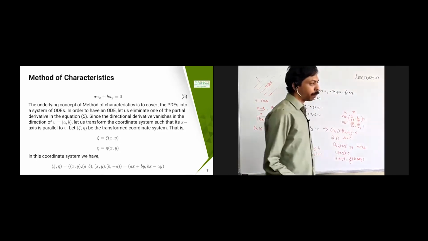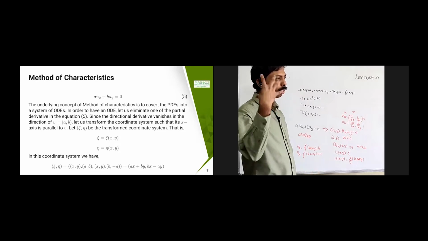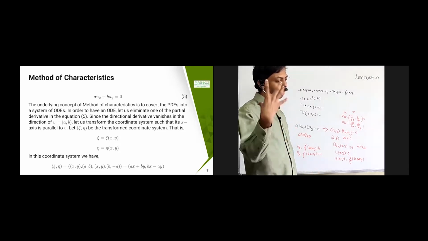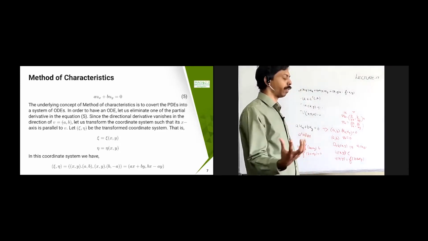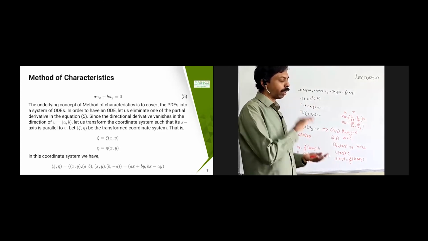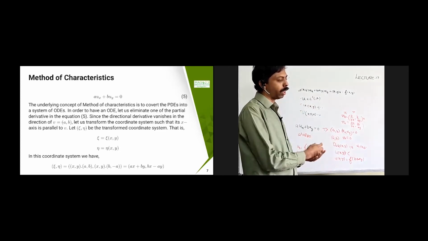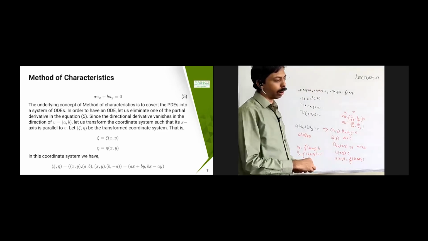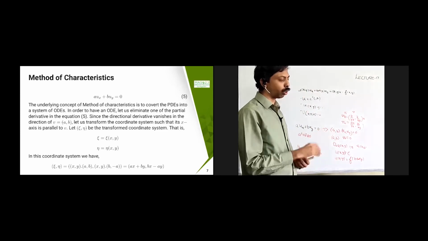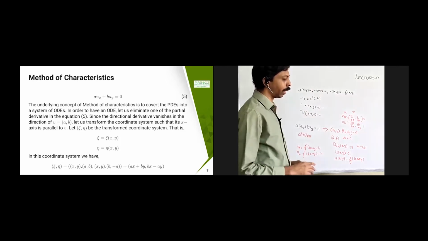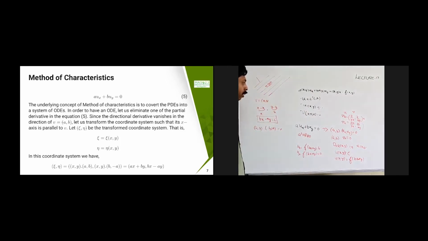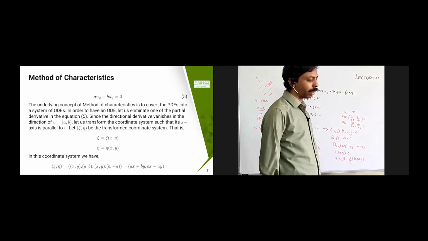So the underlying concept of the method of characteristics is that, as I mentioned in the last class, whenever you are solving a PDE, you translate the problem into an ODE problem. You convert the PDE into an ODE problem, solve that ODE or system of ODEs, and then bring it back to give the solution for the PDE. That's the underlying idea. The method of characteristics also does the same thing. Even if you see the next few minutes, you will see the variables method also.